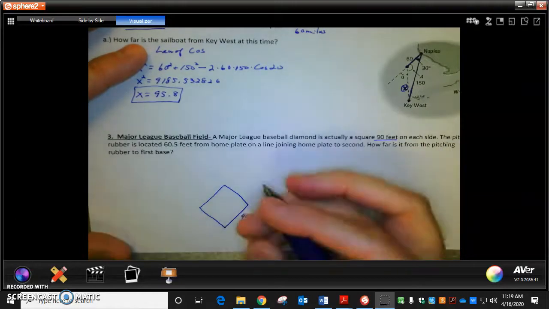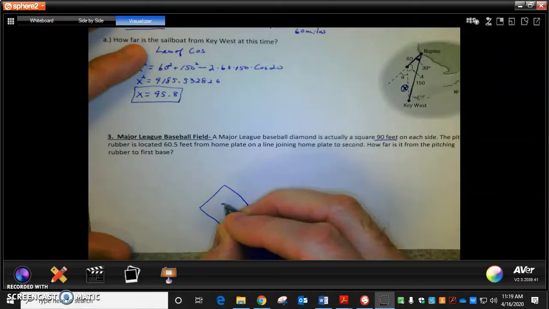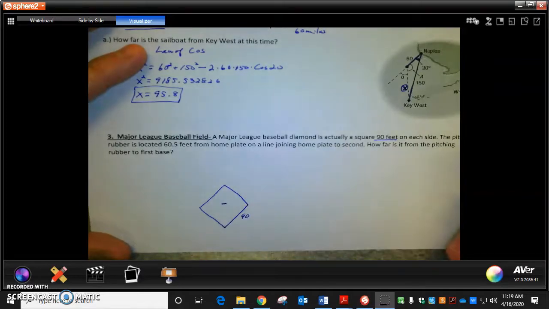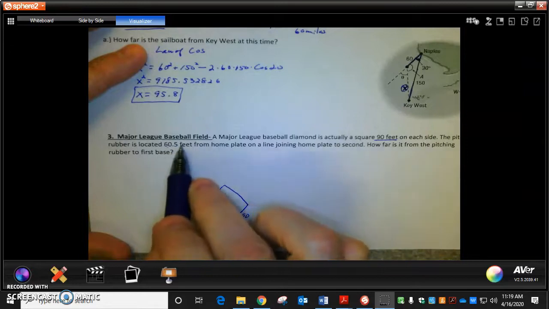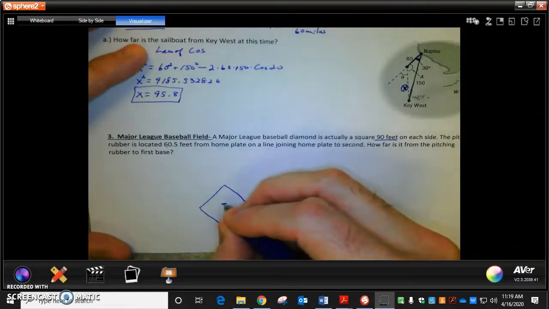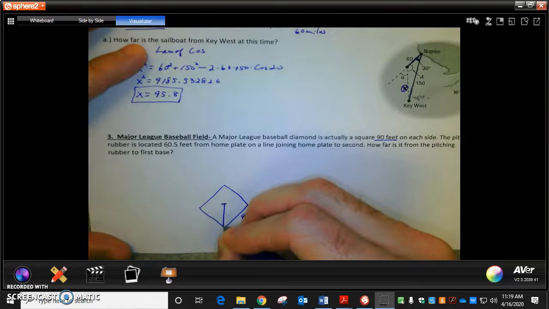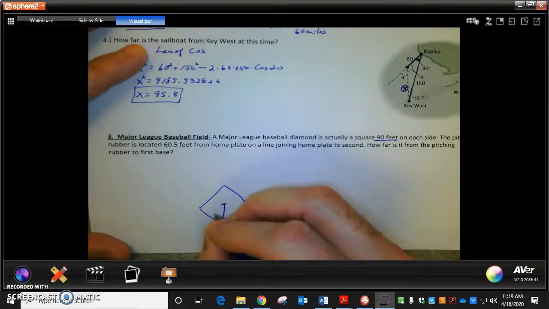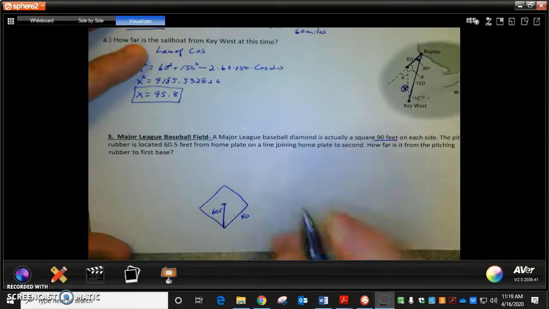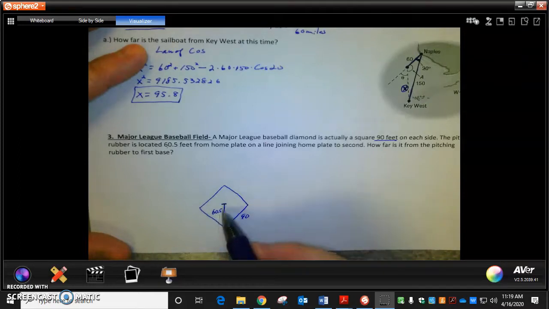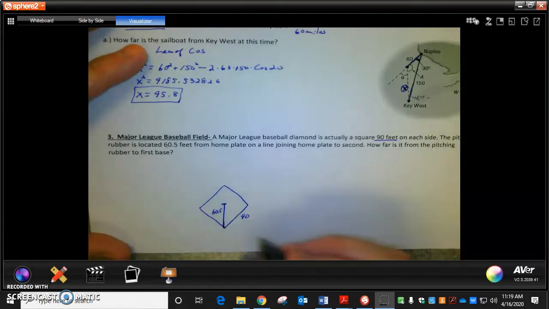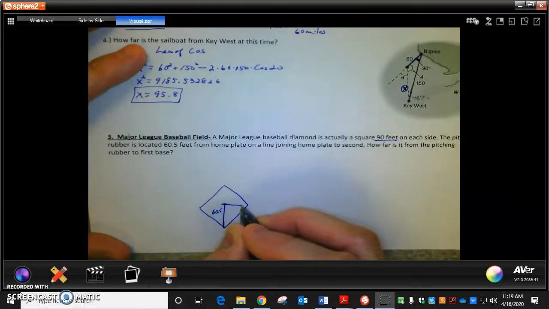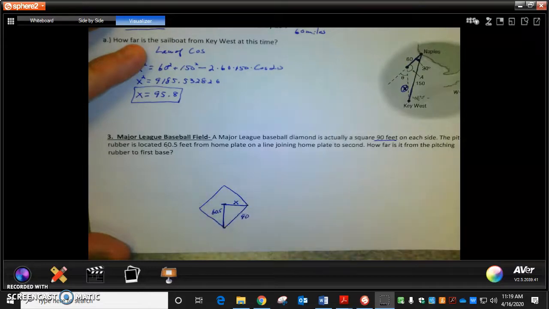The pitching rubber, there's a little piece of rubber here that the pitcher has to put his foot on when he throws the ball. The pitching rubber is 60.5 feet from home plate. All right, so there's the rubber. There's home plate. And that is 60.5. So we know this distance and we know this distance. How far is the pitching rubber to first base? So what is this distance?